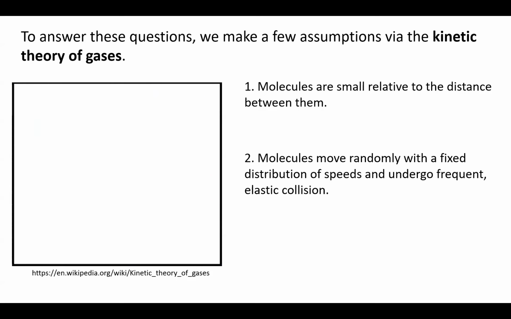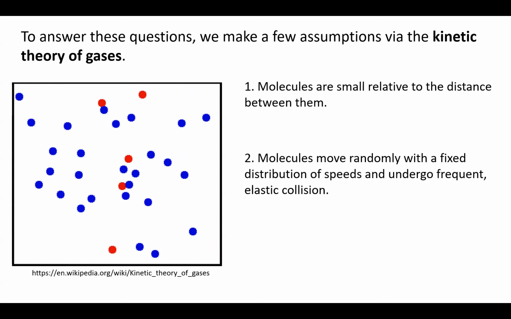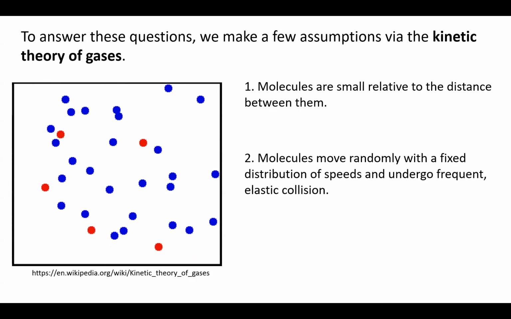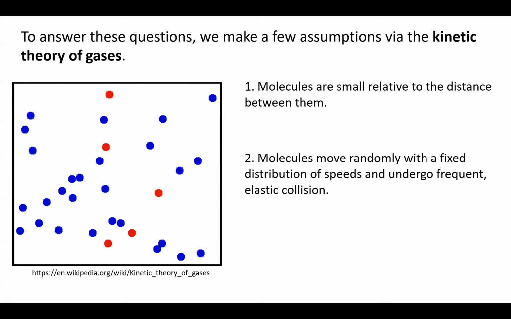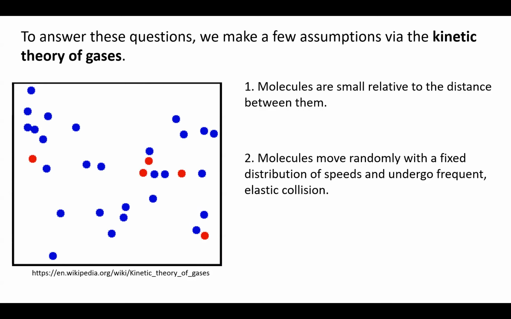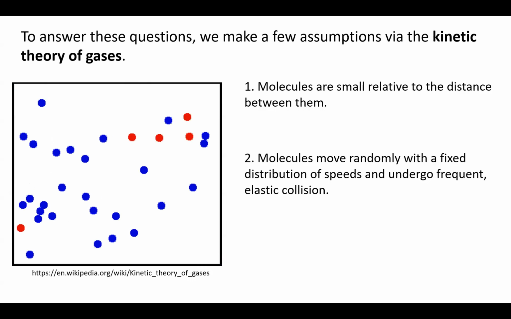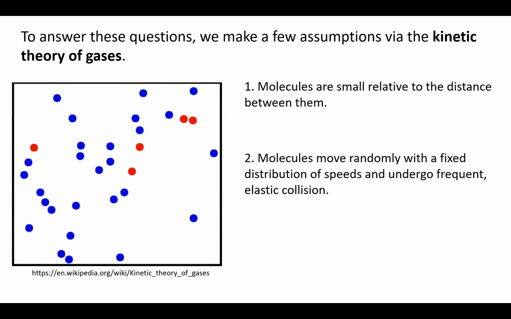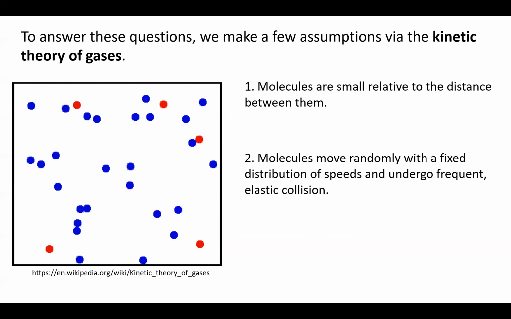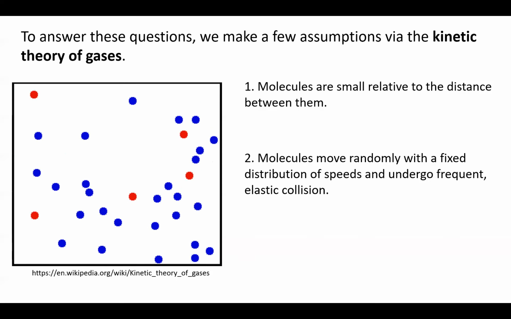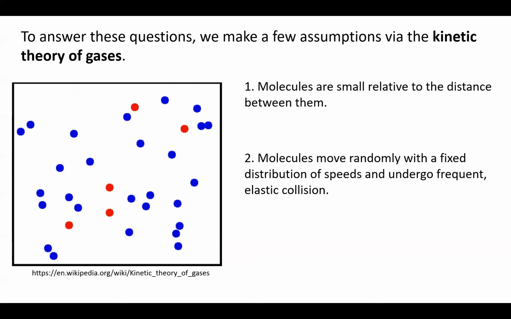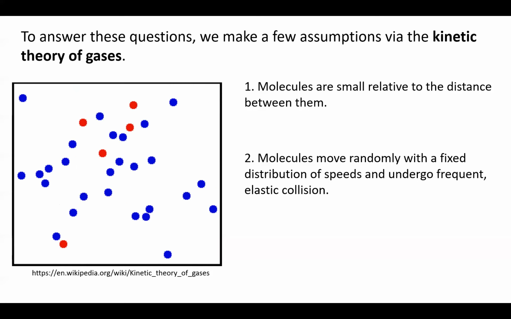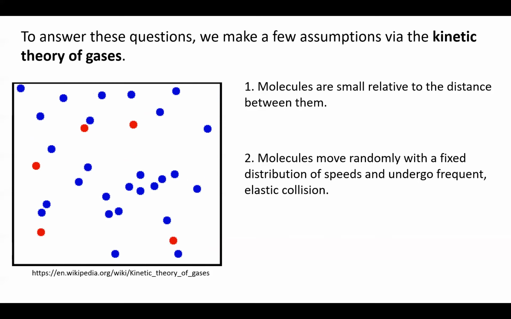A second assumption is that the molecules are just moving randomly. They have a fixed distribution of speeds and they undergo frequent and elastic collision. Elastic collision is important. It means when I collide with something else, there is no loss of momentum to something like friction. So all of my momentum is exchanged to the molecule with which I collide.